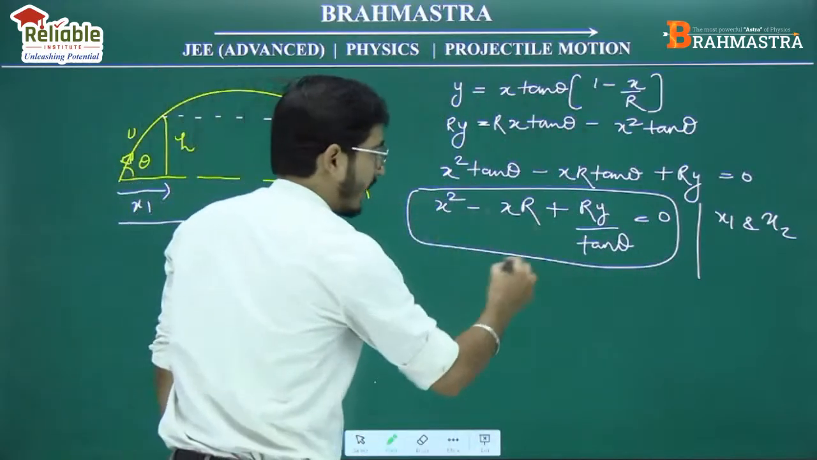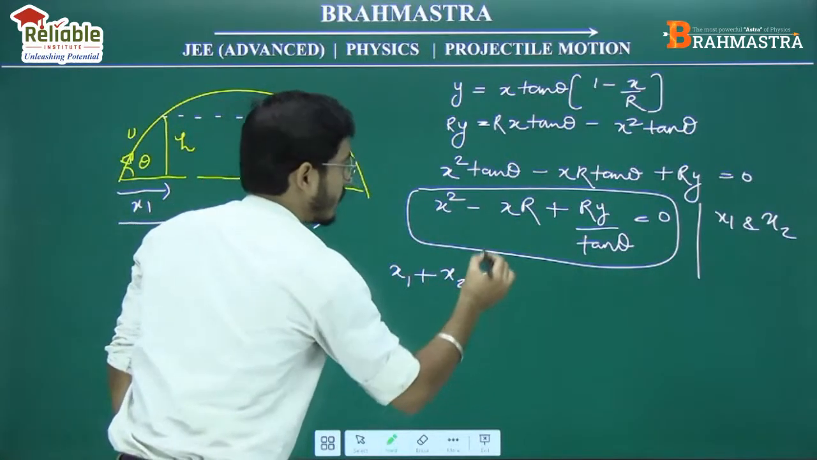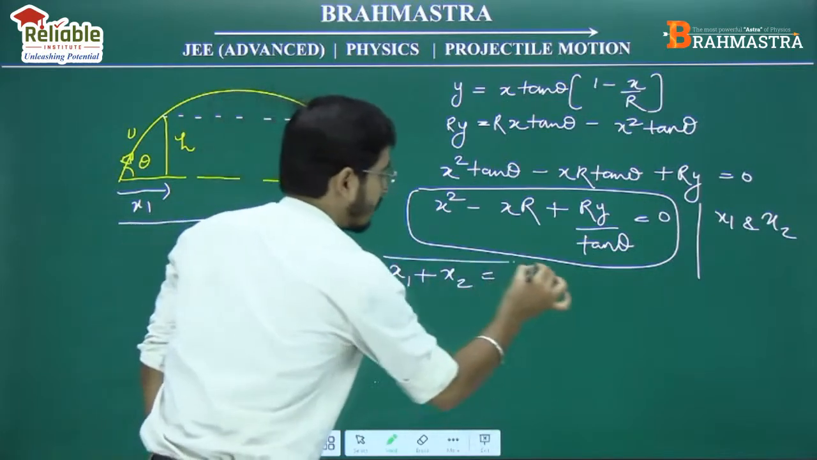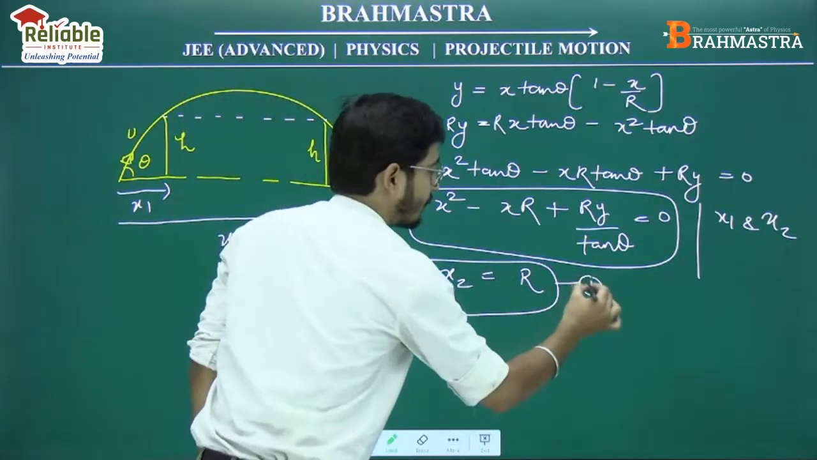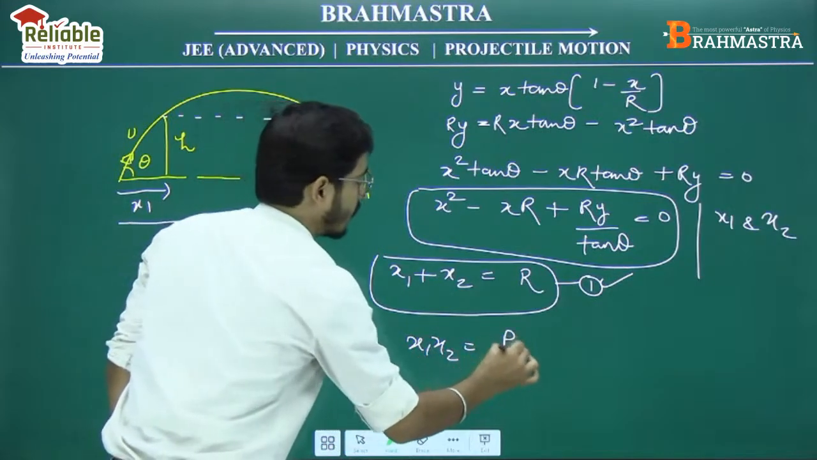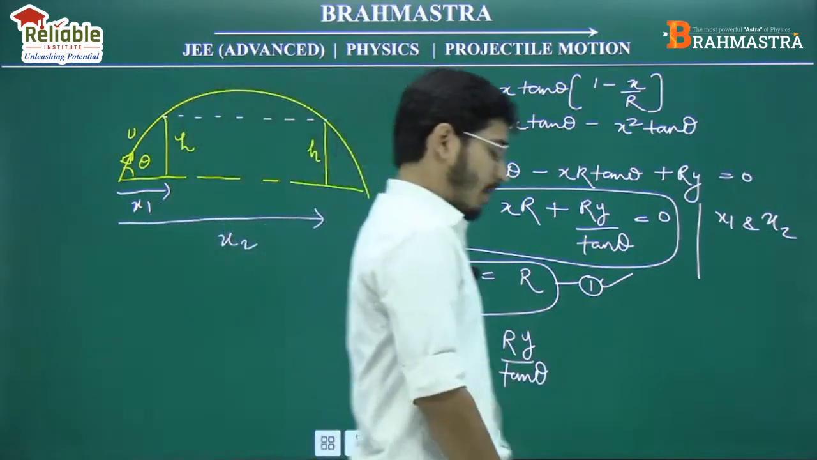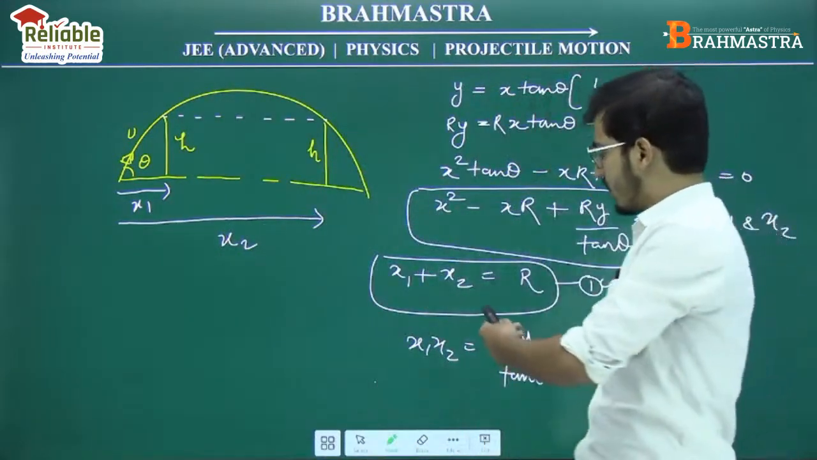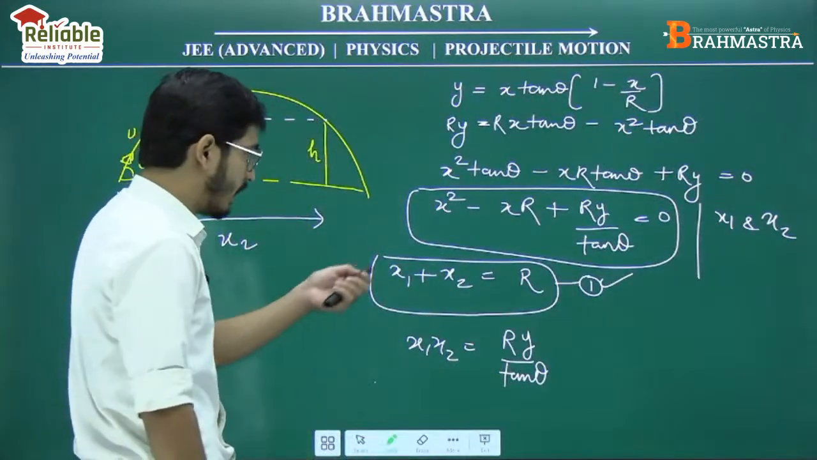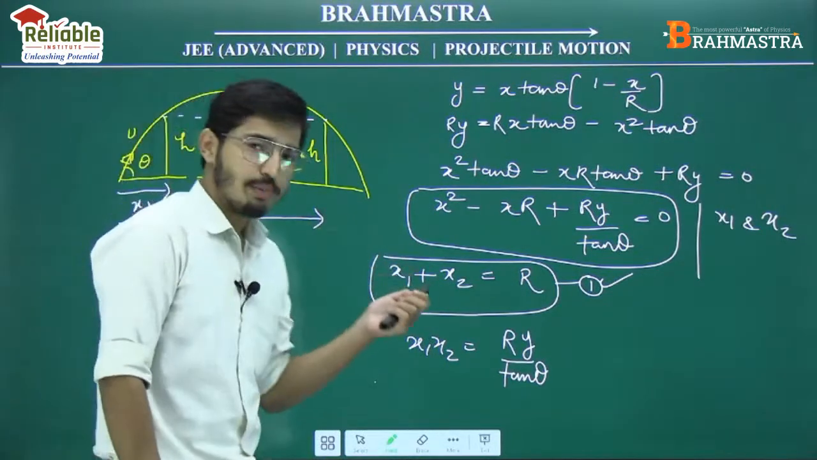And what is the relation between x1 and x2? Again, the sum of the roots is going to be equal to minus b over a, that is r, equal to the range. Again, an important piece of information. And the product of x1 and x2 is going to be equal to ry over tan theta. But I will go on and try to solve these roots individually. So let's solve the quadratic equation to get down to the roots, because there is something important which I want to tell you before solving a question.